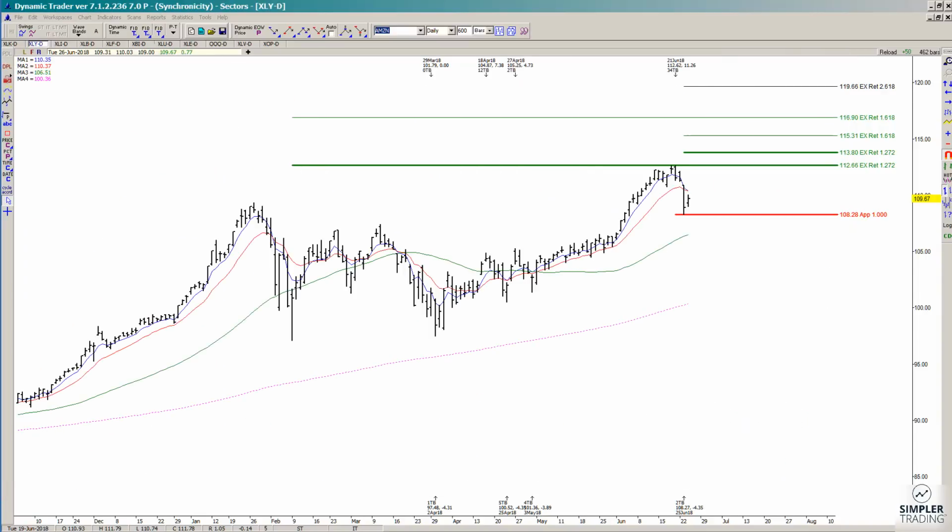So bottom line, symmetry and extensions, two of the important price relationships that I use every single day, and you'll find that they'll work over and over again if you actually apply them to the market.